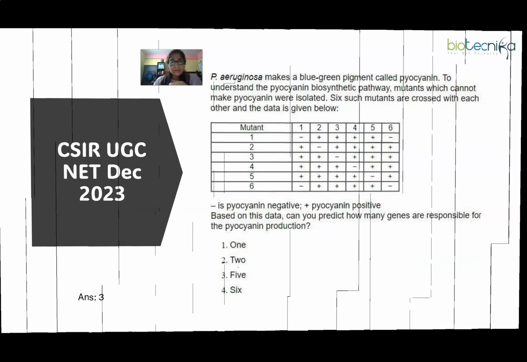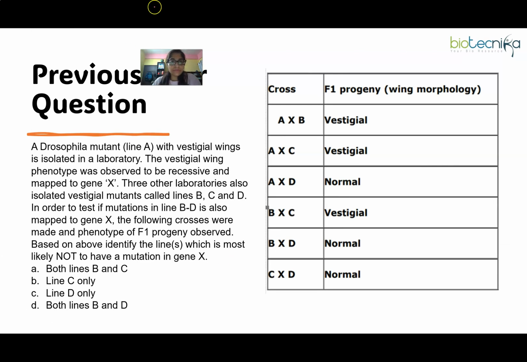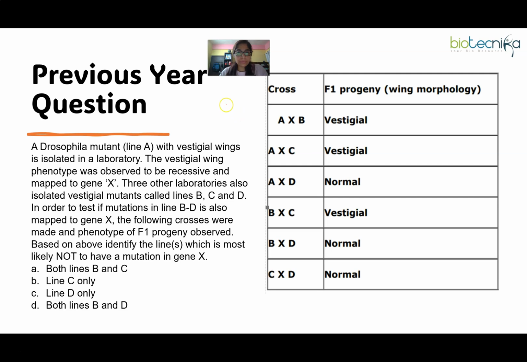Now let's take another example. This was also asked a couple of years back in CSIR, not later than that. A Drosophila mutant line A with vestigial wing is isolated in a laboratory. The vestigial wing phenotype was observed to be recessive and mapped to gene X. 3 other laboratories also isolated vestigial mutants called line B, C and D. In order to test if the mutation in lines B to D is also mapped to gene X, the following crosses were made and the phenotype of F1 progeny observed.